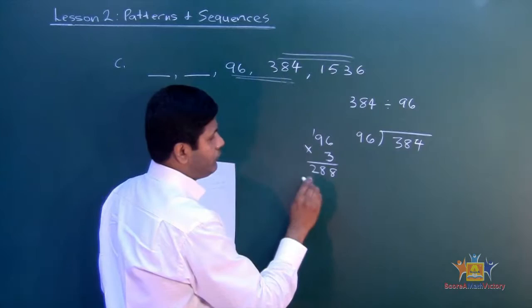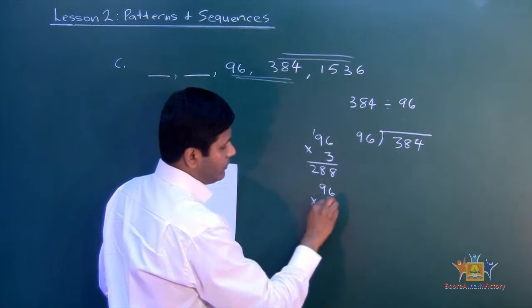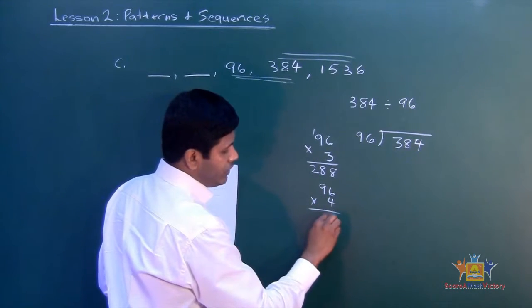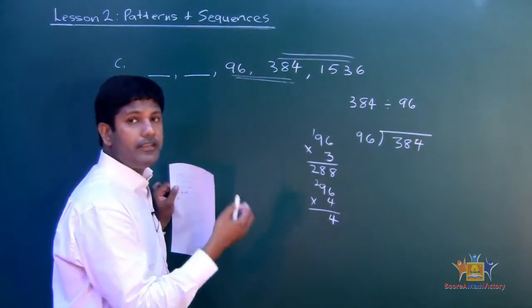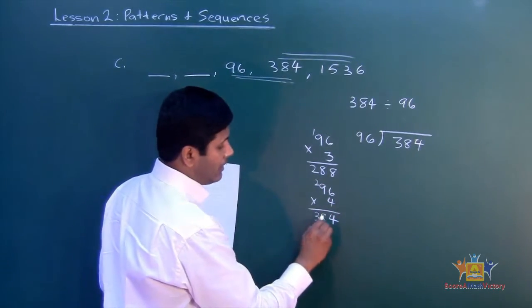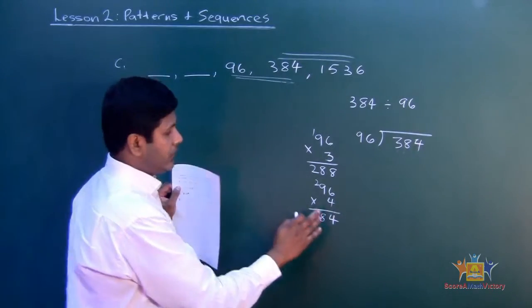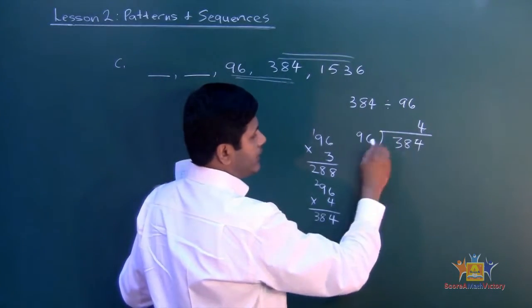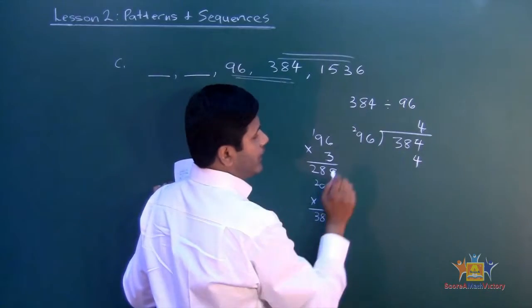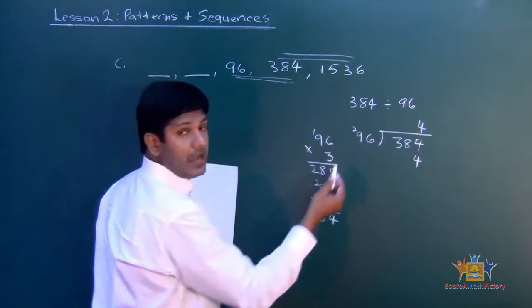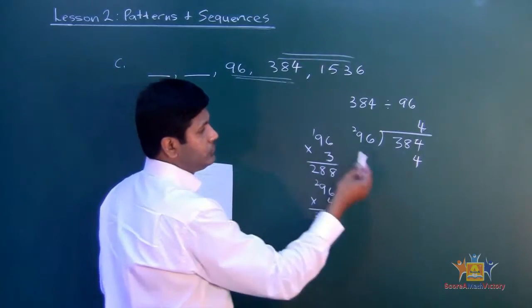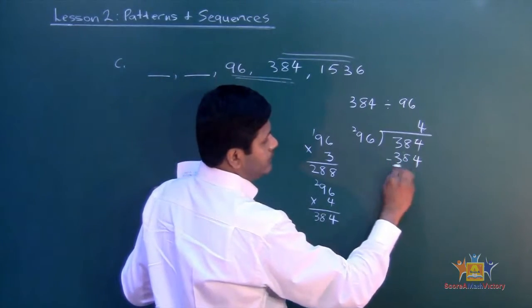So let's try with 4. So 96 times 4. 4 times 6 is 24. Carry 2. 4 times 9 is 36. Plus 2 is 38. Bingo, right there. So that shows 4 works. 4 times 6 is 24, carry 2. 4 times 9 is 36. Plus 2 is 38. And minus 0.